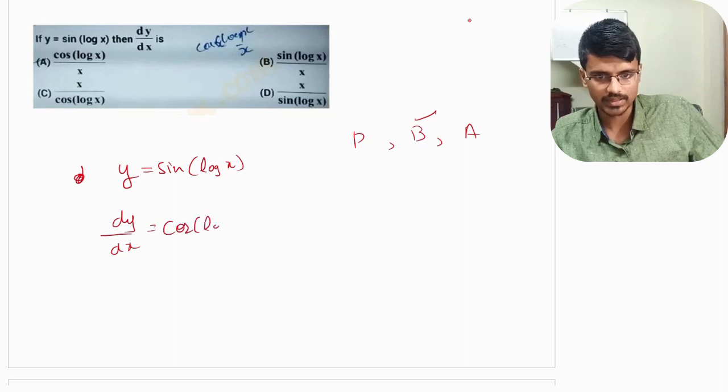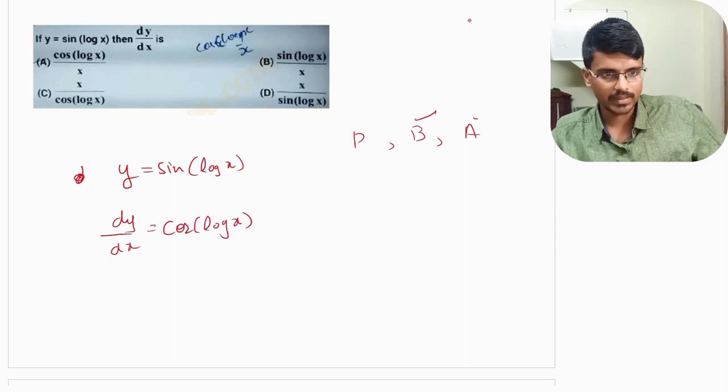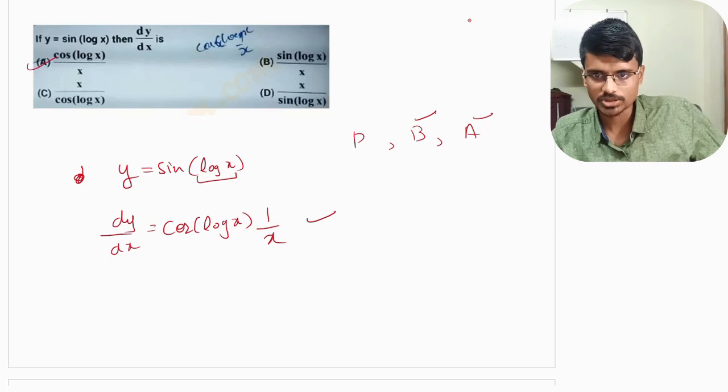So we'll write the same thing. Then the angle. The angle is log x. Differentiation of log x is 1 by x. That's it. That is the answer. The correct answer is option A.